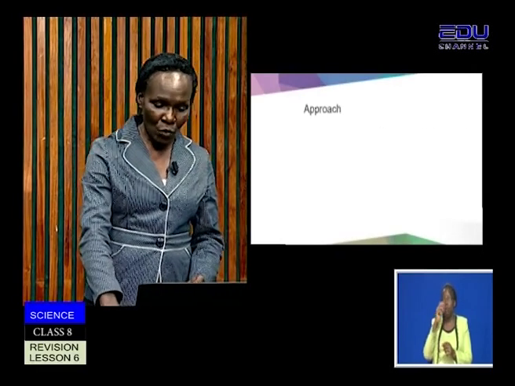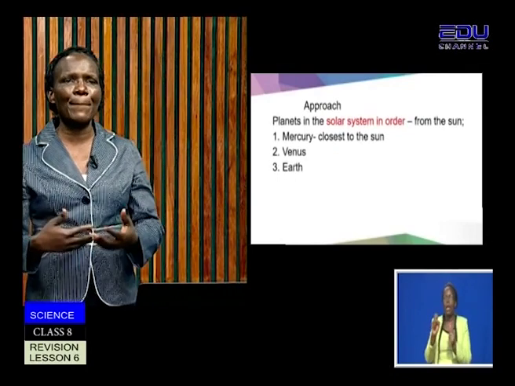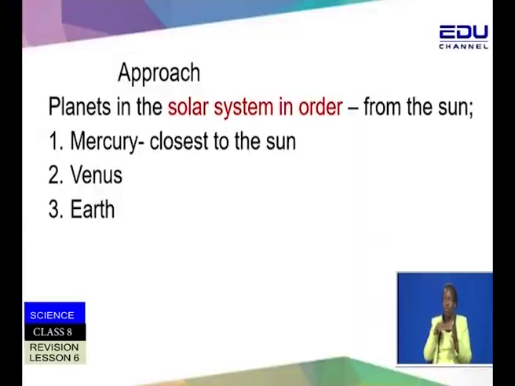And therefore, what is going to be your approach? First, list the planets in the solar system in order from the sun, the way they are from the sun. From the sun, the first planet is Mercury. That is the one that is closest to the sun. And you remember the planets go round the sun. The orbit is around the sun.